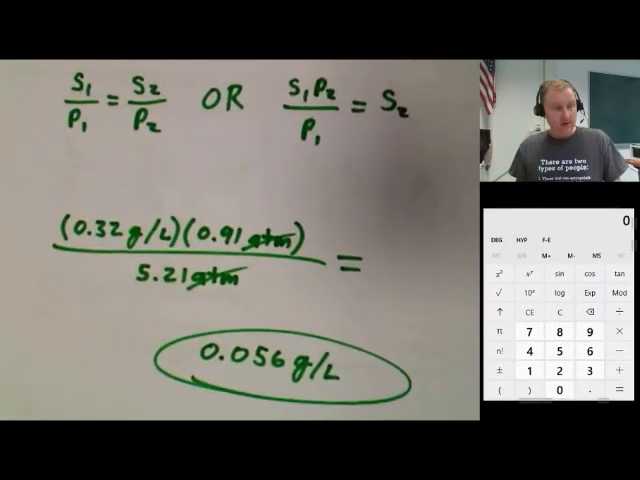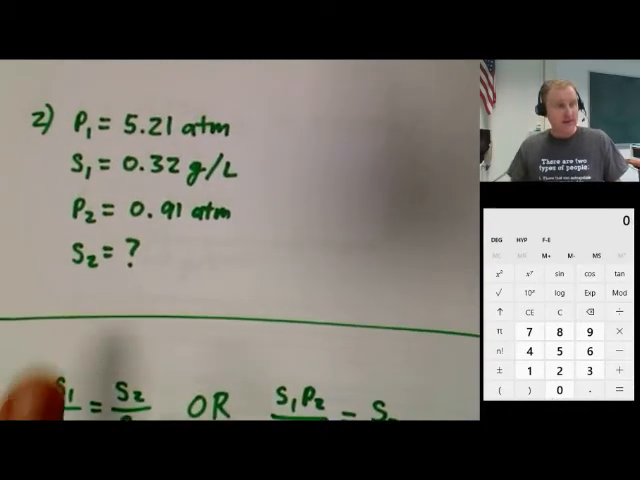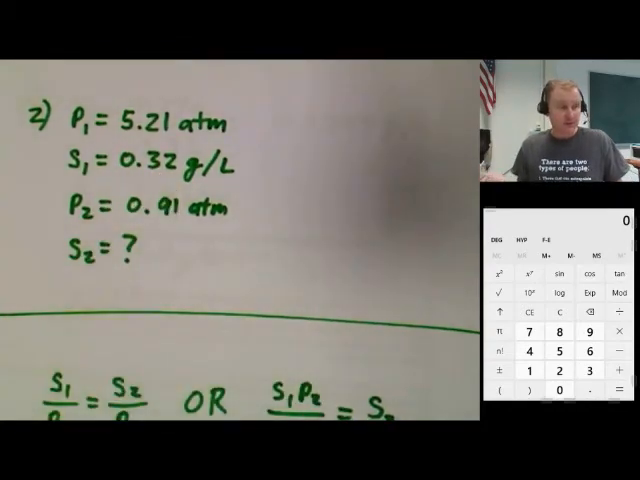And the answer I got was 0.056 grams per liter. Again, two significant figures. Leading zeros don't count. 0.056 grams per liter is significantly less than what we originally started with, so that makes sense.